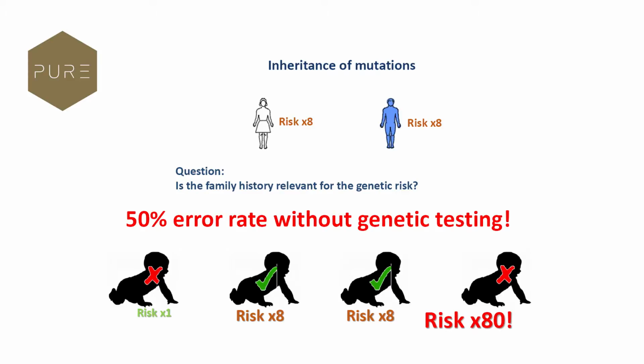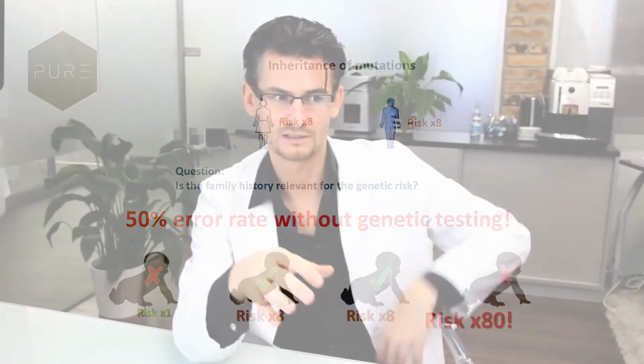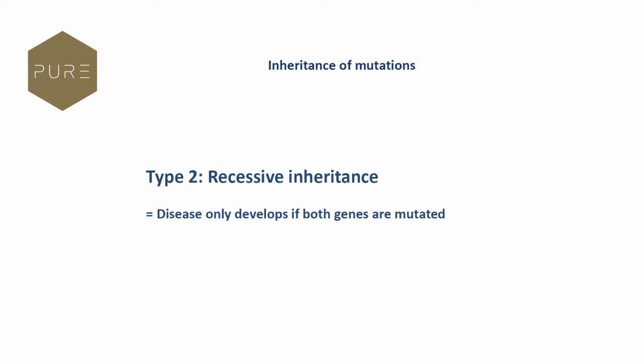So how can we really find out? We can test the gene, and then we can find out: did you inherit any of it? Did you maybe inherit more of it than your parents? And so you can get more detailed information. So this is codominant inheritance. The more genetic variations you have, the more risk you have. Now there's something else called recessive inheritance. And that means you need 2 broken genes for this disease to occur.